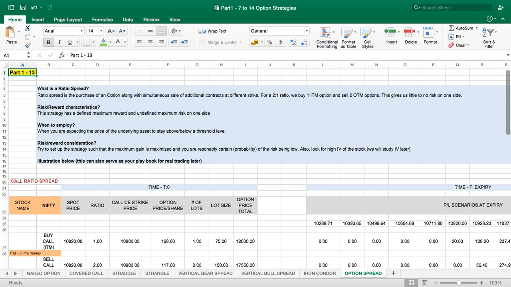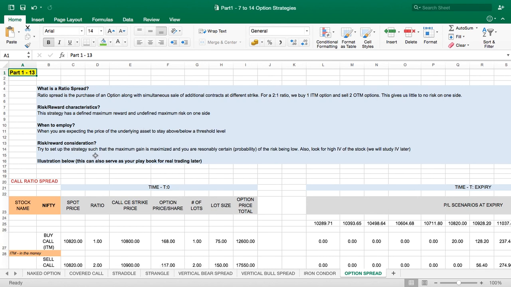So this gives us little to no risk on one side. And in a ratio spread, we basically bet that the price will stay above or below a particular threshold price. And this strategy has a defined maximum reward, but it has an undefined maximum risk on one side of the trade. And when would we want to employ this strategy? When we are expecting the price of the underlying asset to either stay above or below a specific threshold.